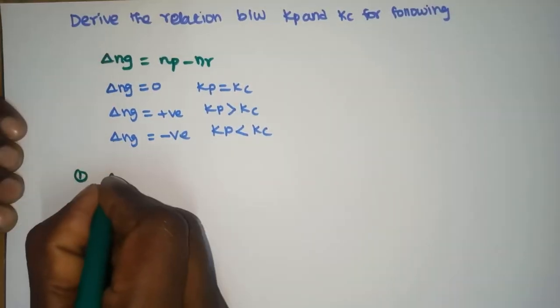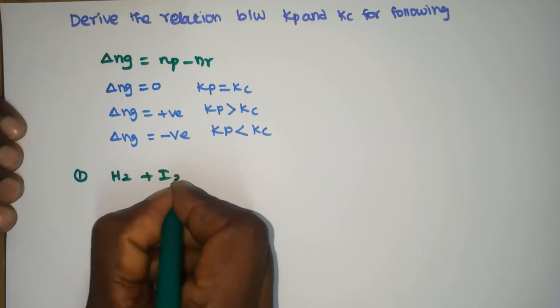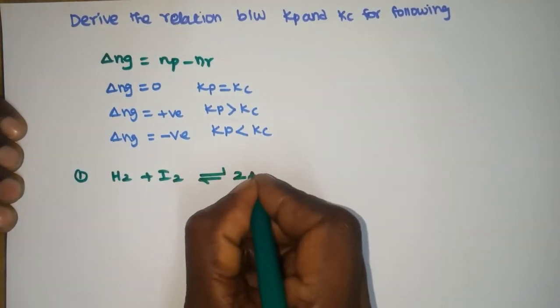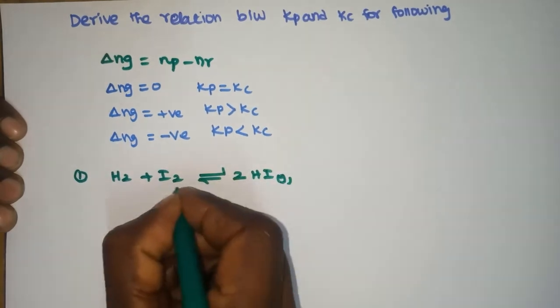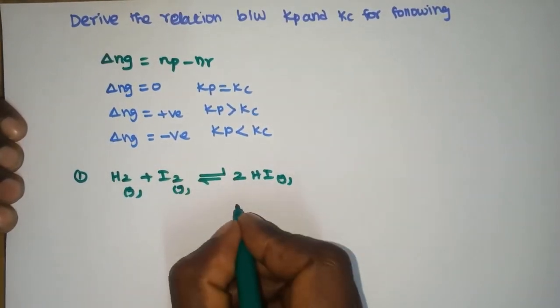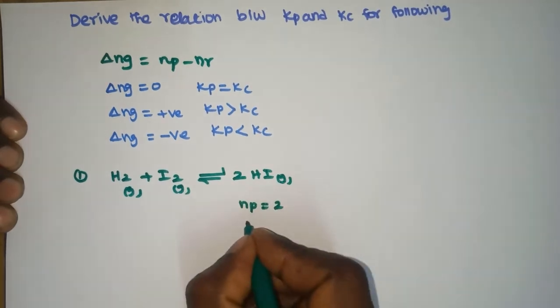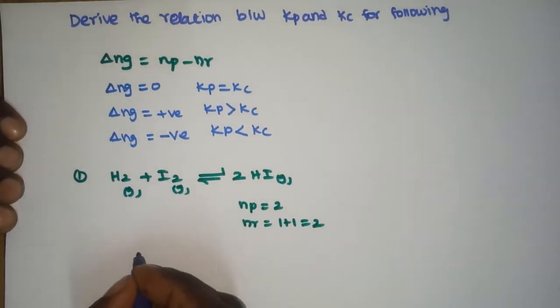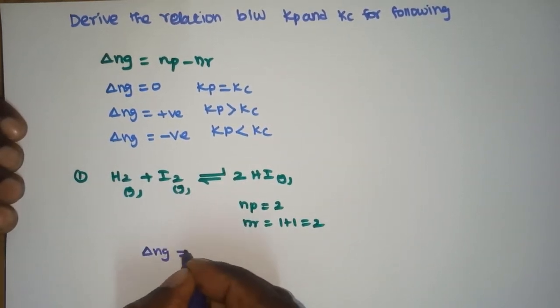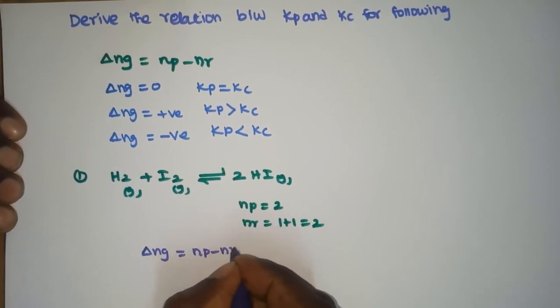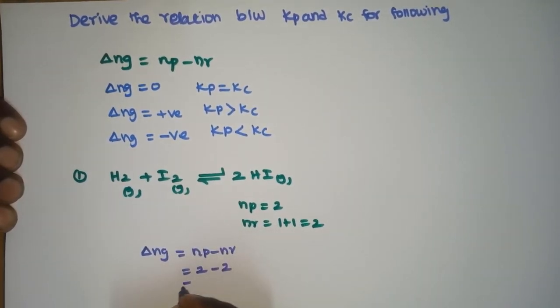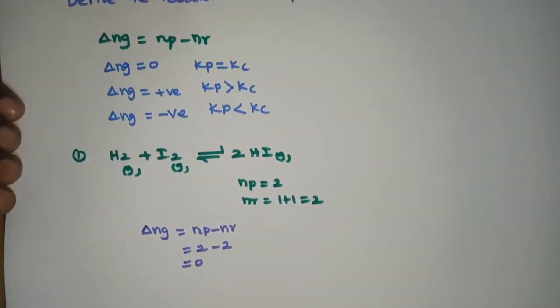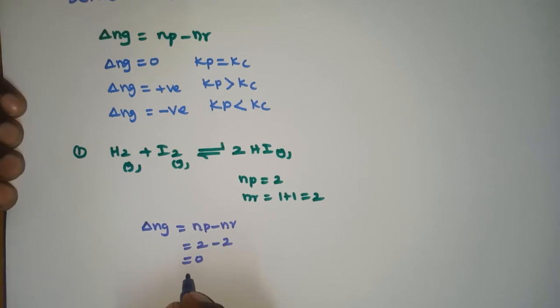First example, H2 plus I2 to form 2HI. In this equation, Np equal to 2, Nr equal to 1 plus 1 equal to 2. So substitute the value of Np and Nr in the delta Ng equation. Delta Ng equal to Np minus Nr equal to 2 minus 2 equal to 0. So Kp equal to Kc for this equation.